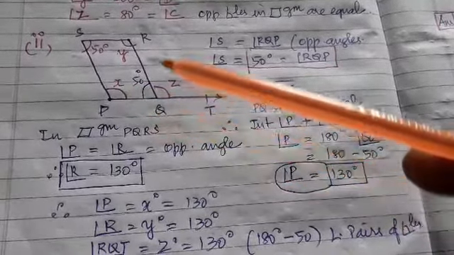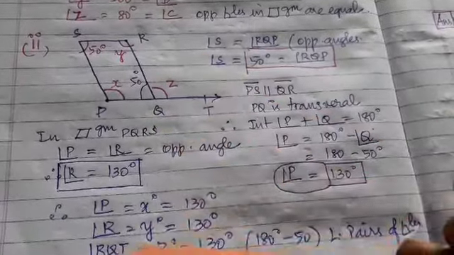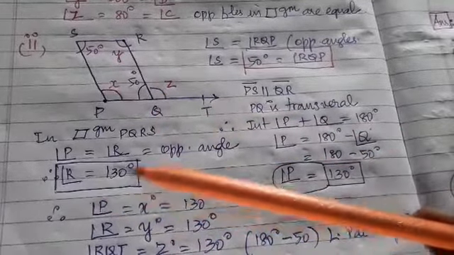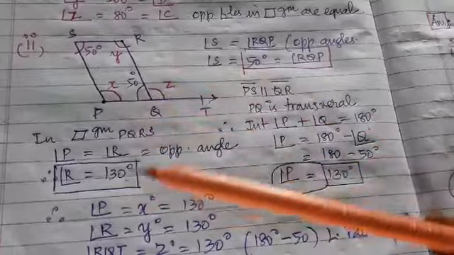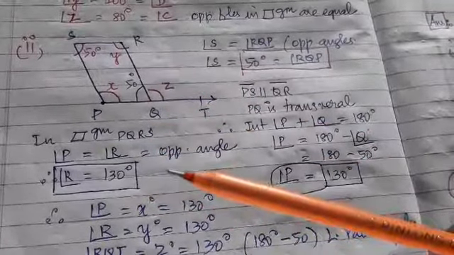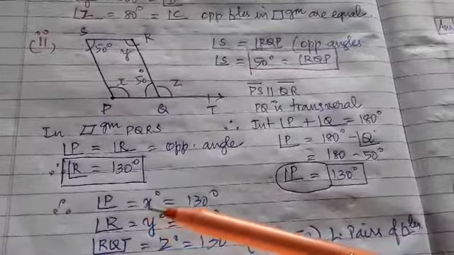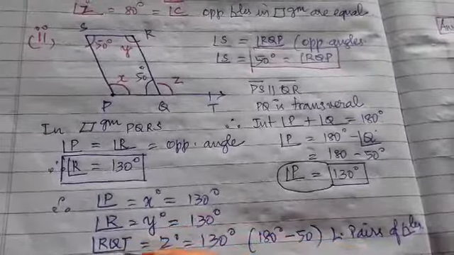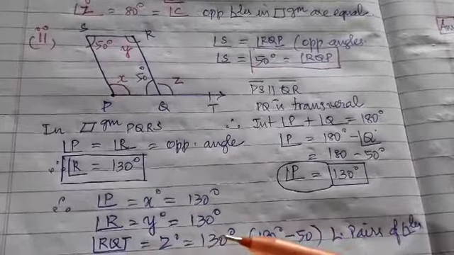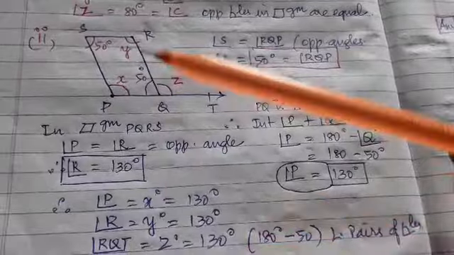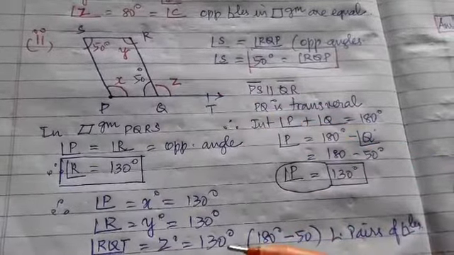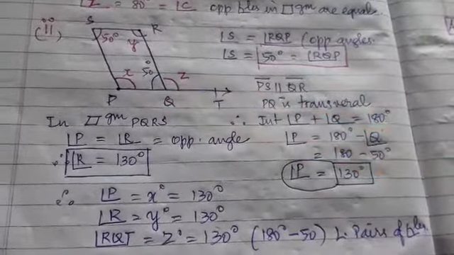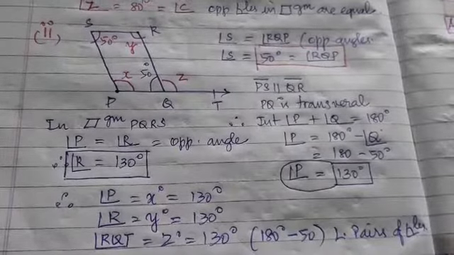And once again, you see PQRS is a parallelogram, second condition. P equals R, since P and R are opposite angles. So P equals 130 means R also will be equal to 130. That means angle Y equals 130. Therefore, P equals X, that is 130, R equals Y, that is 130, and RQT, that is angle Z, is also 130. How? 180 minus 50, because it is a linear pair of angles. Okay. That is the second question.